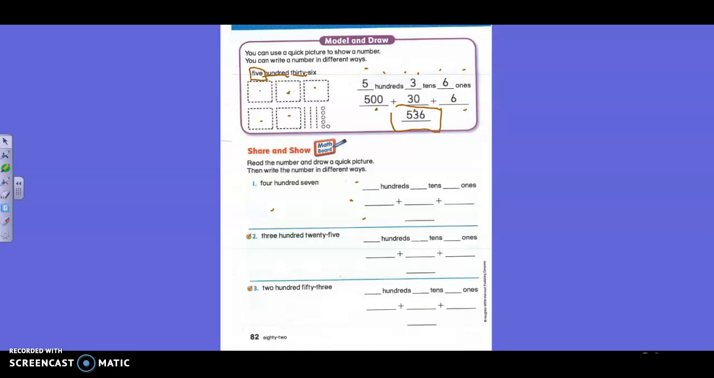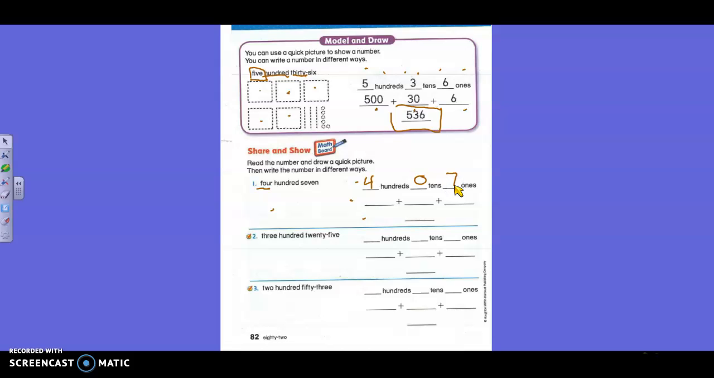Okay. So, read this number. What is the first word? 4. And then? 100. And then? 7. 407. Okay. Do you know how to write that? Yes. Well, okay, so 4 would be how many hundreds? 4. How many tens? 0. 0 tens. How many ones? 7. Okay, now let's draw that real quick.